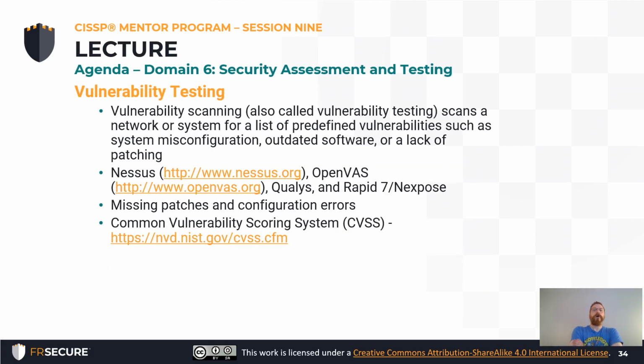All right, so vulnerability scanning, vulnerability testing. So that's just going to be a scan: Nessus, OpenVAS, Qualys, Rapid7, and Expose. It's looking for missing patches, configuration errors, CVSS scoring. Don't believe you'll need to know exactly how that CVSS scoring works, just that 1 is the lowest, 10 is a critical, kind of on a 1 to 10 scale there.